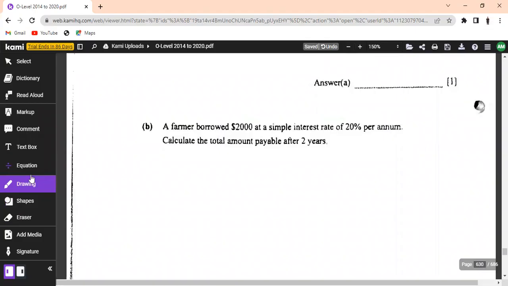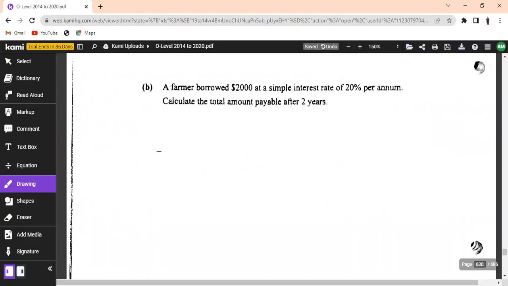Let's move on to B. A farmer borrowed $2,000 at simple interest. So this is the money that was borrowed at simple interest.